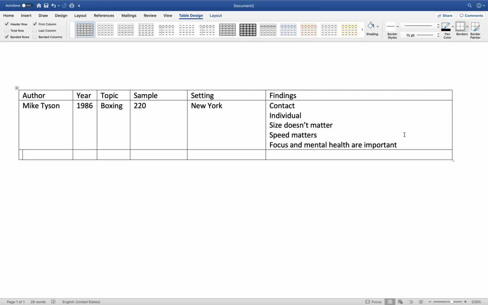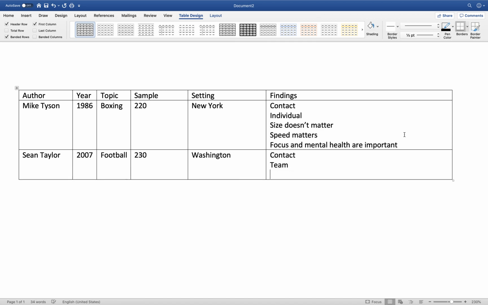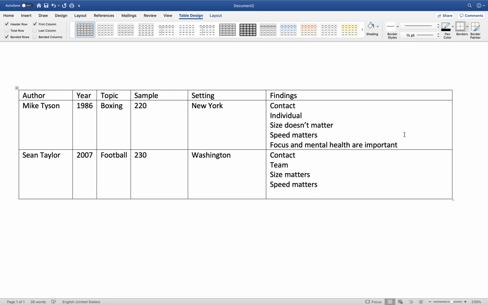The next author who wrote an article that I recently reviewed, let's say, his name is Sean Taylor. And he wrote his article in 2007 on football, and he used a sample size of 230, and he got the sample from Washington. After working with his research subjects, he finds that those research subjects prefer contact sports. They prefer team over individual sports. They do believe that size matters, and they also believe that speed matters. And they also believe that focus and mental health are important, whether it comes to training or recovery after games or after performances.